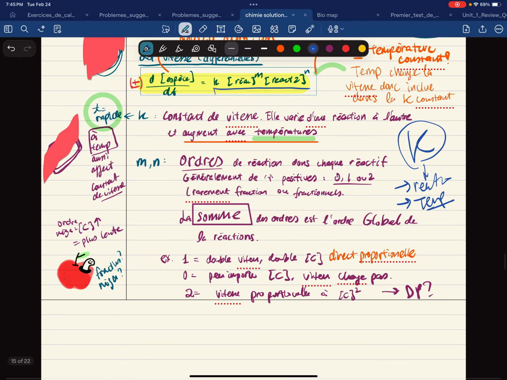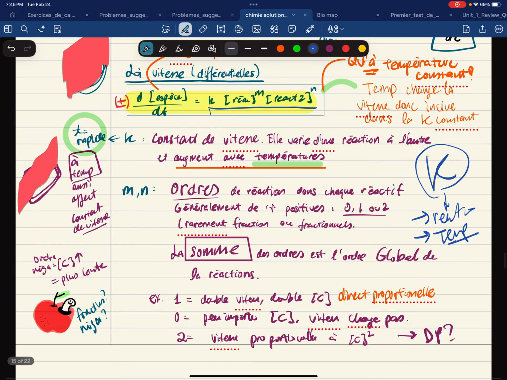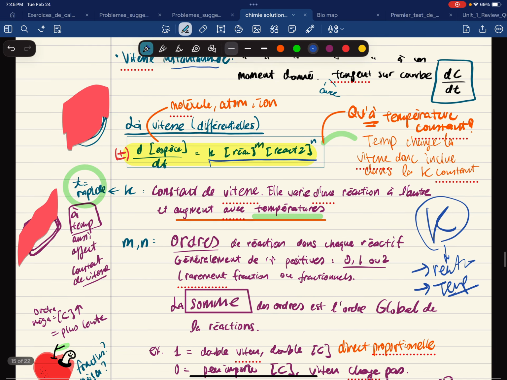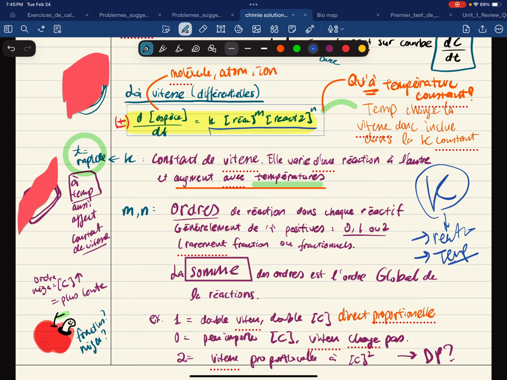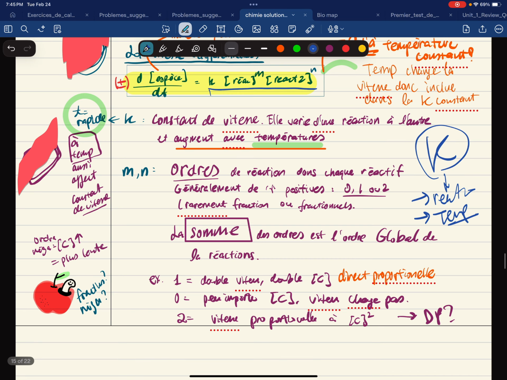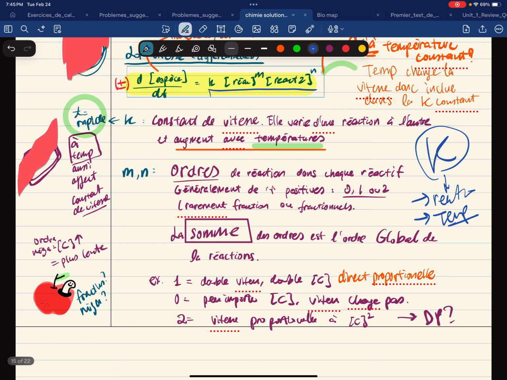As for the ordre m or n, well, ordre is all about how much that concentration is in proportion with the velocity. If it is order 0, there is no proportion with the velocity. So no matter how much that concentration changes, it will not change anything for the velocity. If the order is 1, that means it is exactly proportional to the concentration and the velocity. So if the concentration doubles, the velocity doubles. If the concentration triples, the velocity triples.